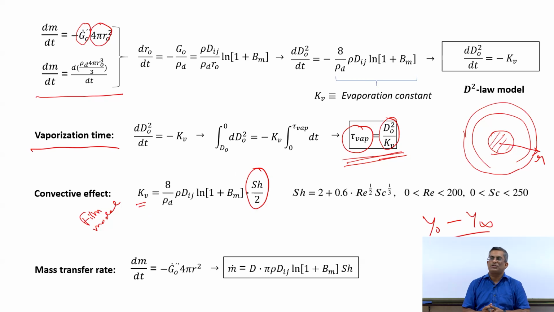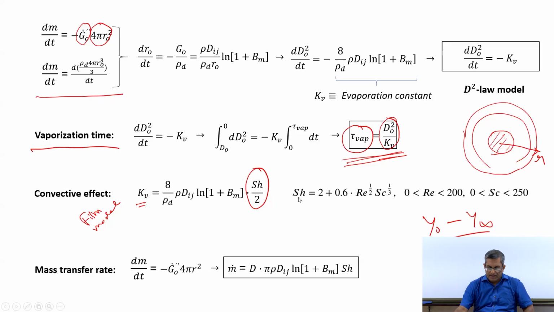This is analogous to the Nusselt number in heat transfer. That is, the Nusselt number compares the convective effect to the conductive effect of heat transfer. So, in this case, this parameter compares the convective mass transfer to diffusive mass transfer.